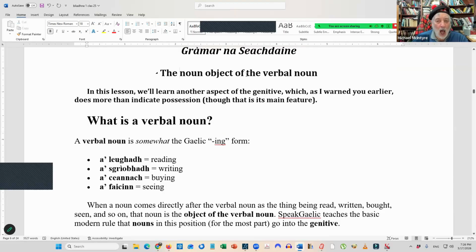The noun object of the verbal noun. This is how to refer to a thing that has been worked upon, or a person who's being worked upon by the verbal noun. So you make a cake. The cake would be the object of the verb, right?